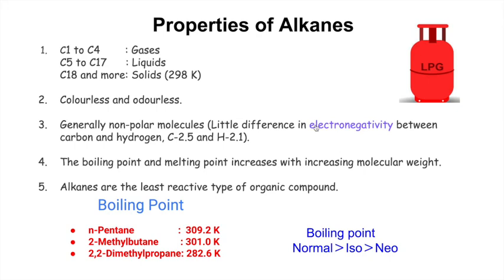Properties of alkanes. Carbon 1 to carbon 4 exist as gases. Carbon 5 to carbon 17 will be liquids. C18 and more will be solids at 298 Kelvin. Right? So alkanes are basically colorless and odorless. And alkanes are non-polar molecules.